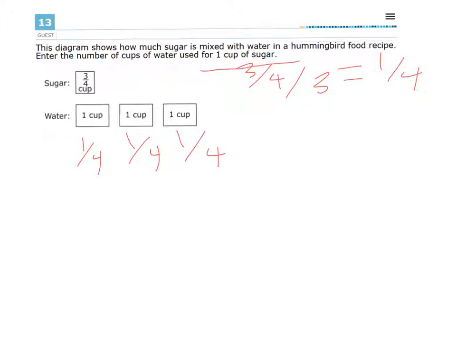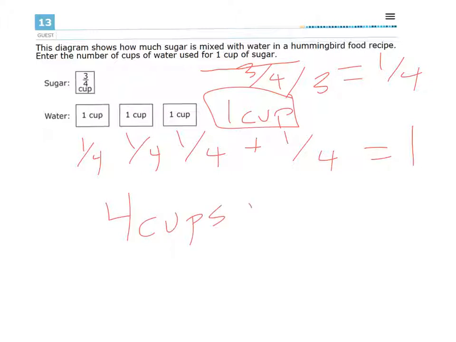So if we're going to have a full cup of sugar, we're adding another 1/4. If I add 1 more 1/4 cup of sugar to equal 1 full cup, then that means there needs to be 1 cup of water. So therefore, it would take 4 cups of water for 1 cup of sugar.